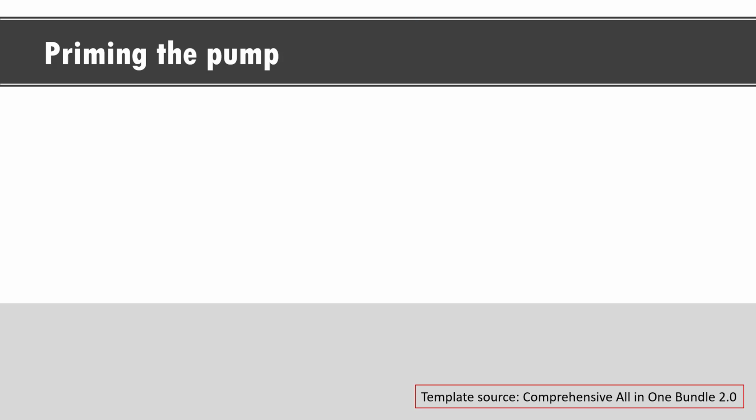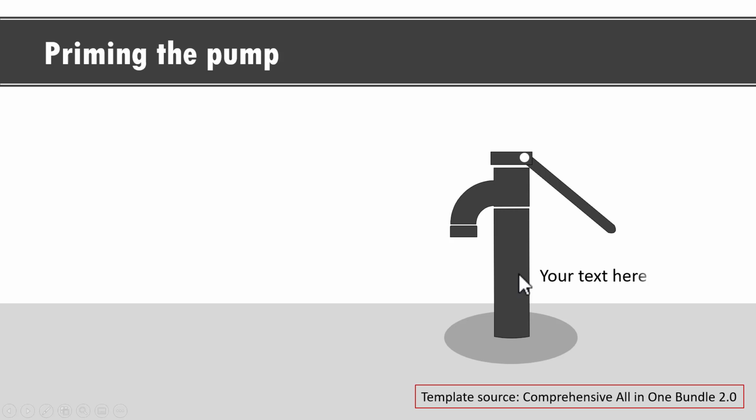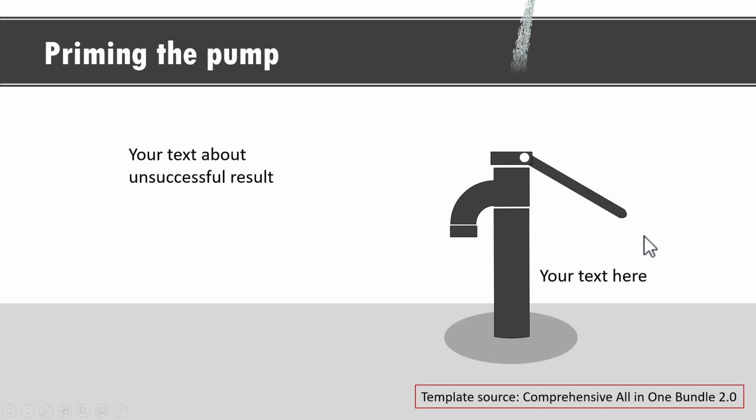Let us take another example. Here we talk about priming the pump. On a click, we show the metaphor, which is the pump. And then on a click, we show the initial action. Can you see here? There is action shown, but there is not much result. If you need to get results, you need to prime the pump. So what do you do for that? On a click, you can see that water is poured into the pump.